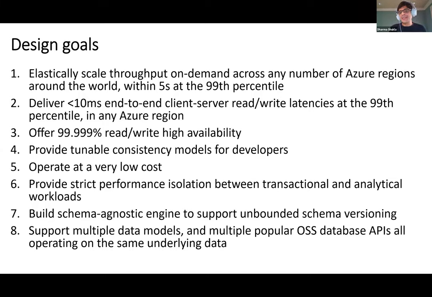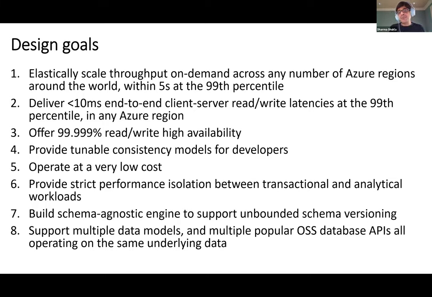And we have to do this elastic scale up and scale down of throughput within a tight budget. It cannot take long periods of time. So partition splits and merges and those things have to happen really instantly while the database remains a single system image distributed across many regions.